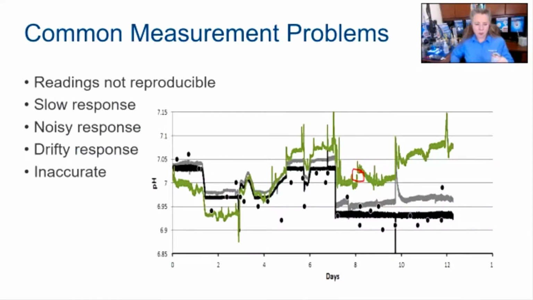Sometimes when you're taking measurements, you will see something like the graph you see here. Maybe your readings are not reproducible. Maybe you're getting really slow response. You just added a whole lot of acid into your bioreactor and nothing is changing at all.